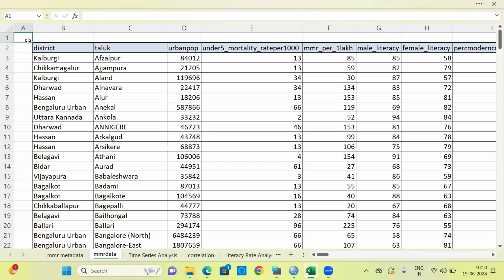In this video, I will be talking about the data analysis that I have conducted for the state of Karnataka. I have data for 31 districts and approximately 240 talukas of Karnataka.